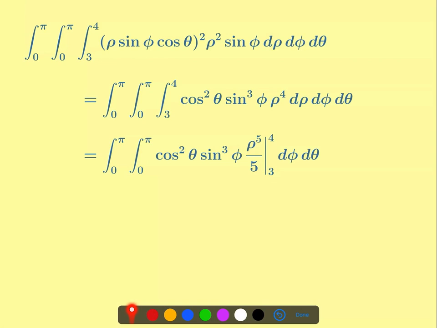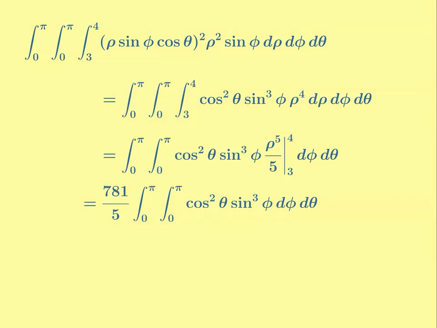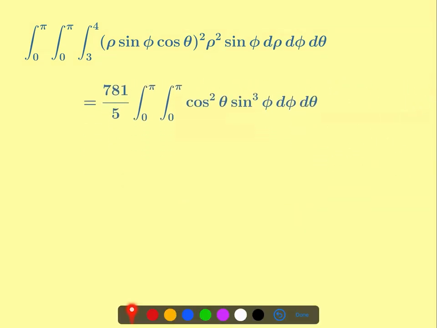The difference is going to be 781, and this is over 5. And so we're going to get 781 over 5 times this double integral. So I've gotten rid of one of the variables, rho, and let me go ahead and just put this double integral at the top and work on the next variable, which is phi here.